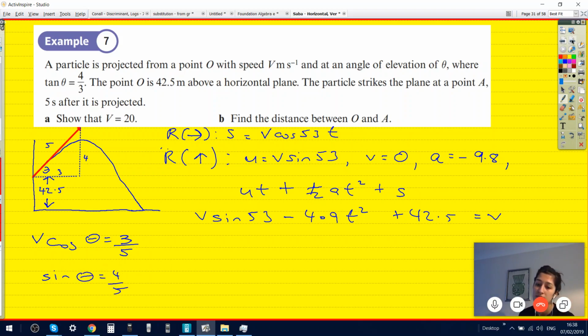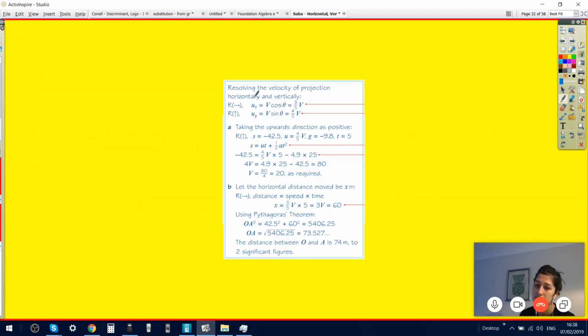But hold on, why is it v? Resolving this way, ux and uy, resolving the projection vertically, 3 over 5 v.